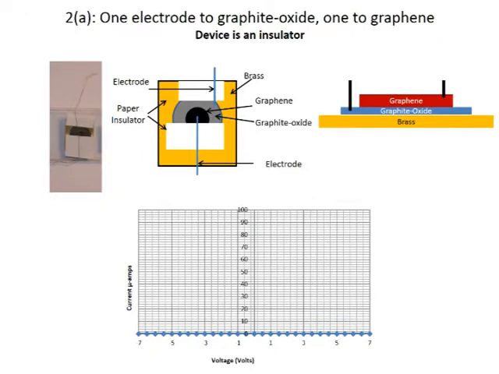Device 2A connected the two electrodes to the graphite oxide and graphene, respectively. The hypothesis was that the brass plate would supply conductive material to the insulating graphite oxide to create a memristor. The result was a pure insulator. The graphite oxide apparently stopped any current from flowing through the device. In hindsight, this should have been expected because there was no current flowing through the brass base.